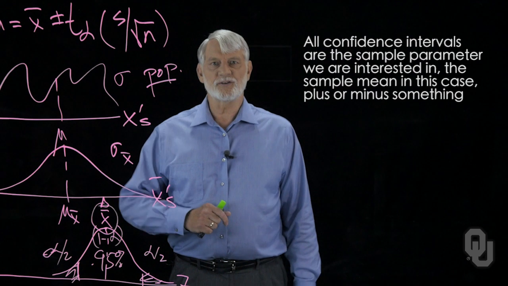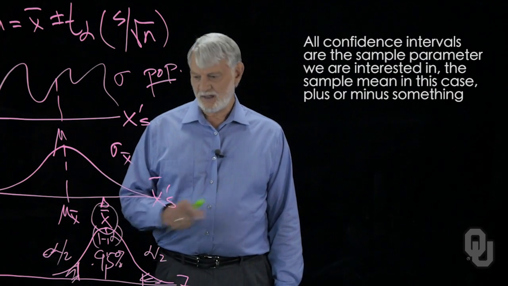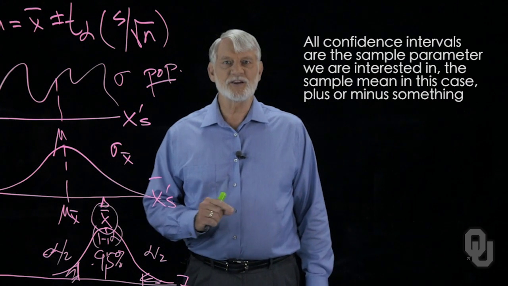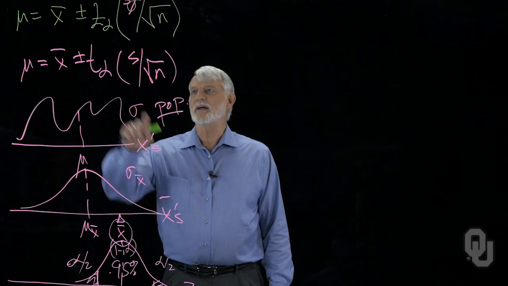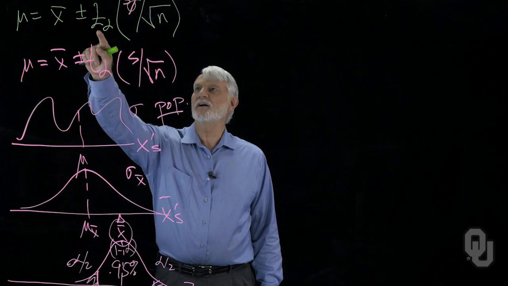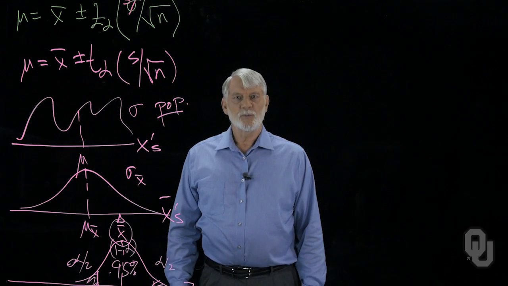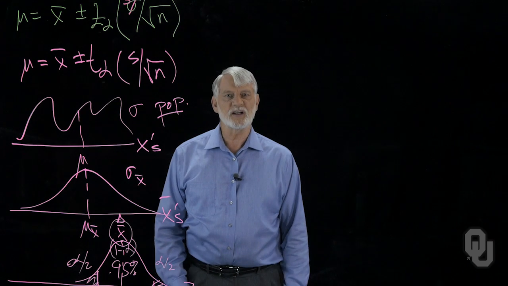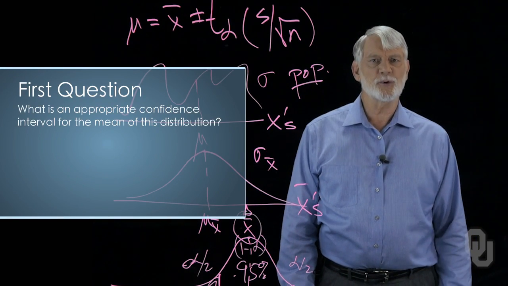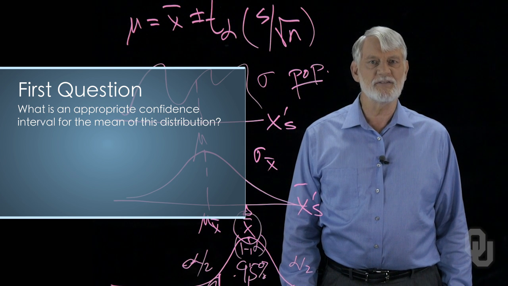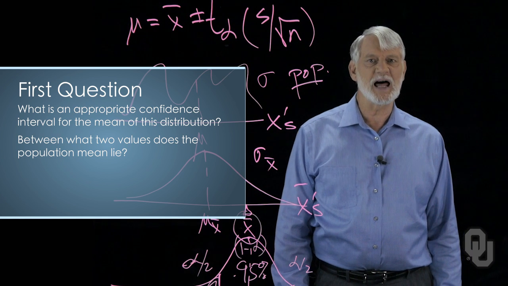All confidence intervals are the sample parameter we are interested in, the mean in this case, plus or minus something. The level of confidence we desired sets that something. It's right here, t alpha here, or z alpha here. In developing a confidence interval, we do not have a predetermined interest in the outcome. We are quite simply asking our first question. What is an appropriate confidence interval for the mean of this distribution? Between what two values does the population mean lie?